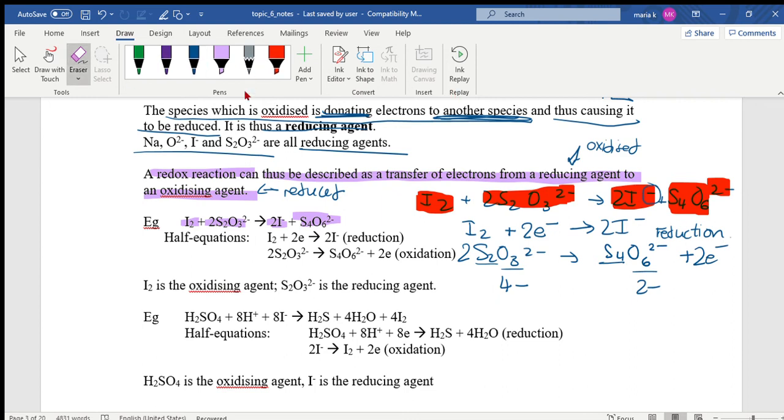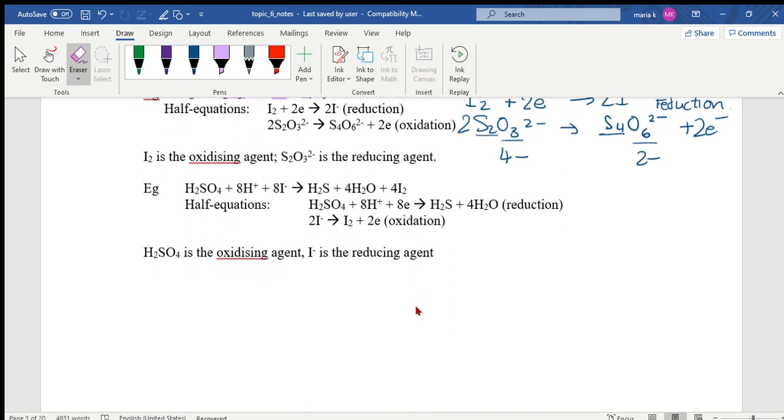Excellent. Let's move on. Iodine is the oxidizing agent. It is reduced itself, and this is the reducing agent. Let's take a look at another example here in this blue box.